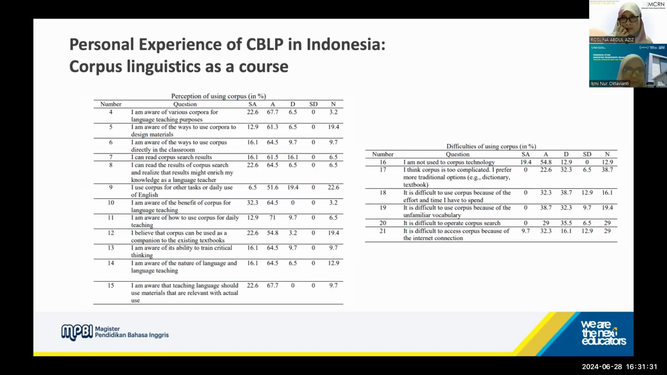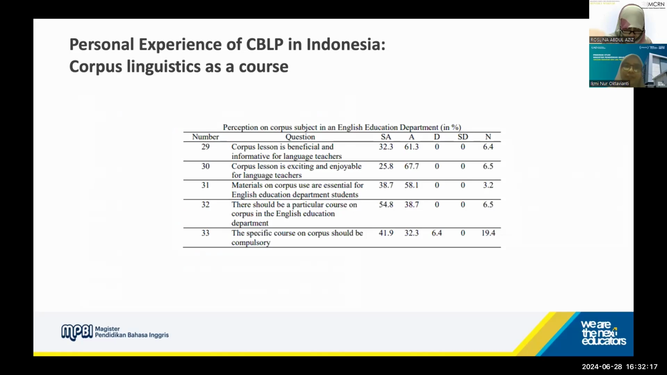And the results show that most of the students perceive this positively, judging from the higher percentage that we get from the corpus use perceptions. However, regarding the use of corpora, the students still find some difficulties. We can see that they are not used to corpus technology, and corpus is too complicated. Maybe some of them are not familiar with the technical terms and so on. So they prefer a dictionary, or just being taught using a textbook and so on.